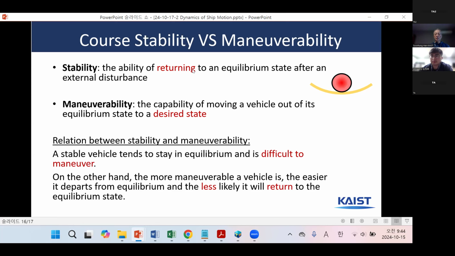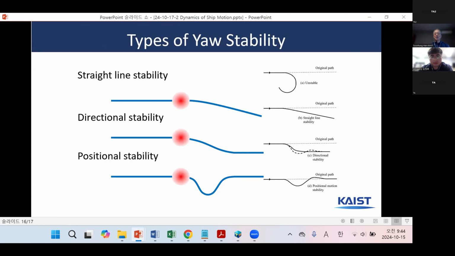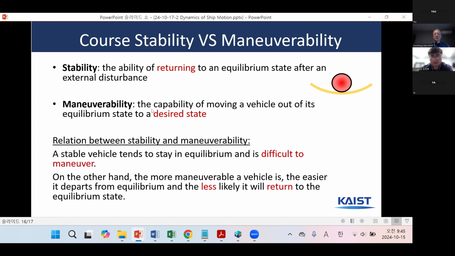But stability is the ability to return back to the equilibrium state after an external disturbance. Disturbance can be anything, wave or wind or a propeller or something other. For maneuverability, it is the capability of moving a vehicle out of this equilibrium state to a desired state. But the desired state can be different. Something like this one. Which one is your desire or intention? Different, right? So, desired state.